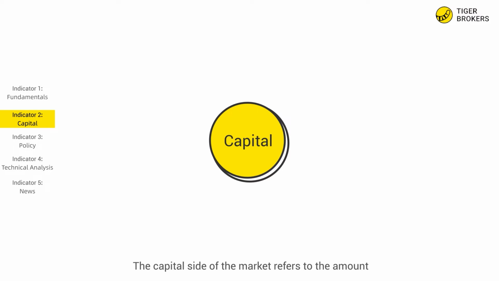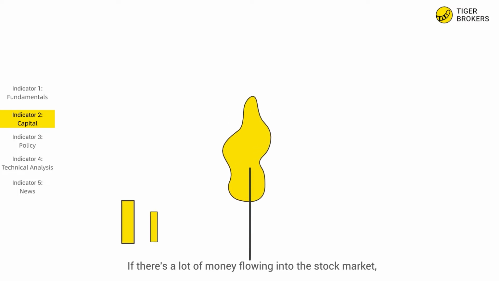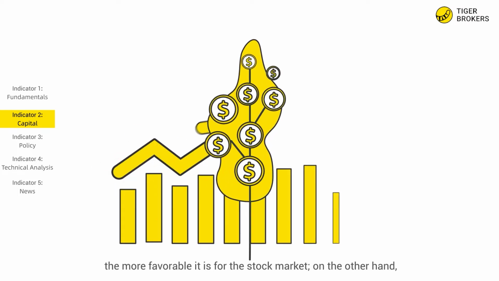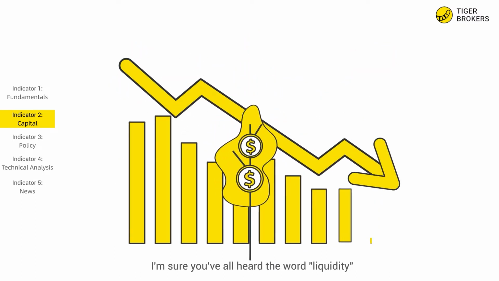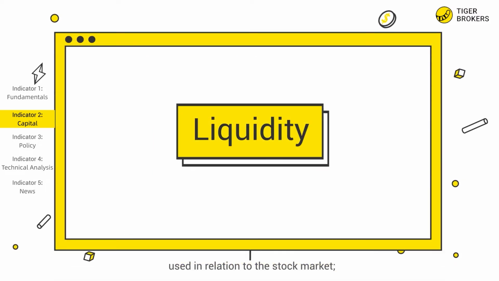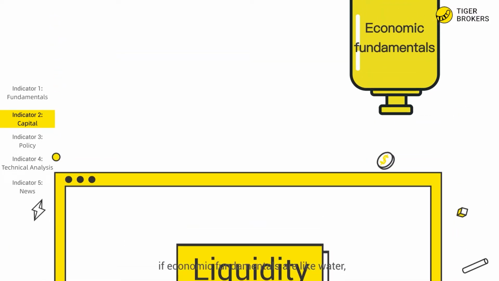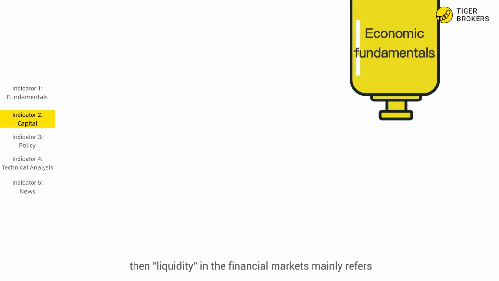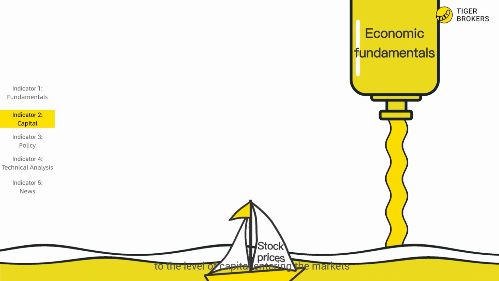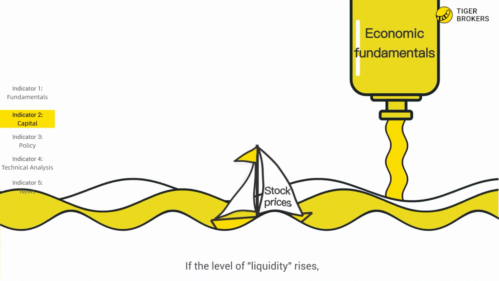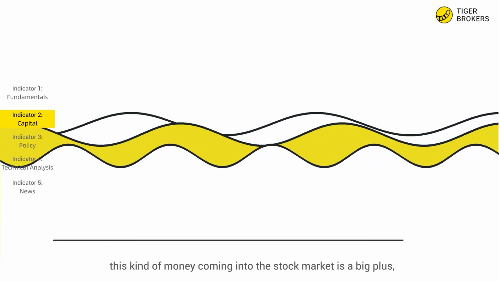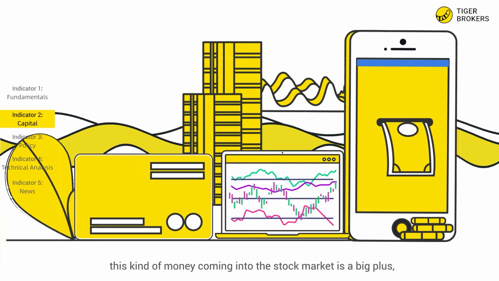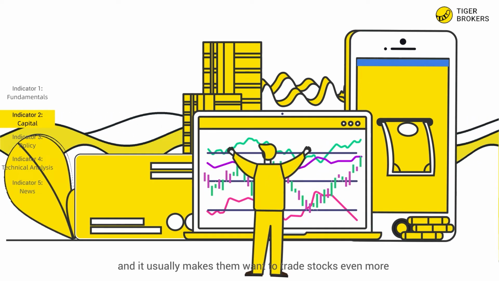The capital side of the market refers to the amount of money sloshing in the stock market. If there is a lot of money flowing into the stock market, the more favorable it is for the stock market. On the other hand, less capital is a negative for the stock market. I'm sure you've all heard the word liquidity used in relation to the stock market. If economic fundamentals are like water, then liquidity in the financial markets mainly refers to the level of capital entering the markets. If the level of liquidity rises, then stock prices will naturally go up too. For investors, this kind of money coming into the stock market is a big plus, and it usually makes them want to trade stocks even more.